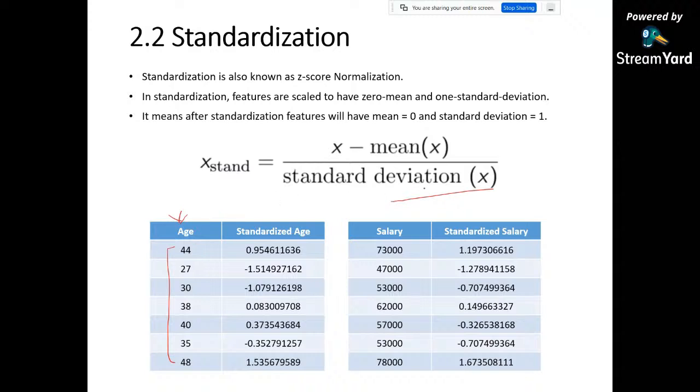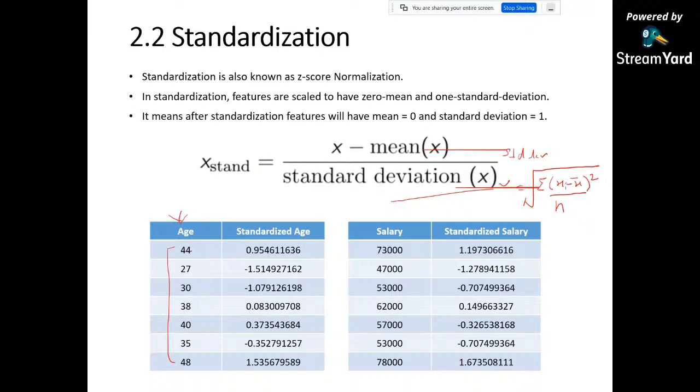Then you need the standard deviation. What is standard deviation? This is nothing but the square root of variance. And variance is the sum of x minus x bar whole square, divided by n. For each data item you need to calculate this. So with 44, 27, 30 and so on, where this is x i: 44 minus mean whole square plus 27 minus mean whole square plus 30 minus mean whole square, up to 48 minus mean whole square, divided by n. N is 7. And then take the square root. That's how you get the standard deviation.